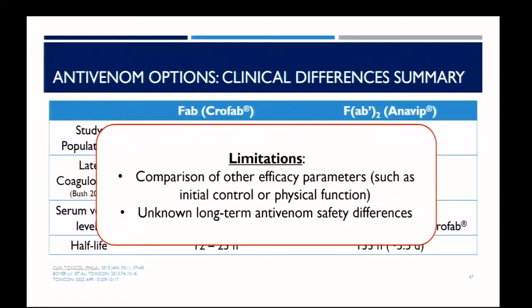And then some of the limitations of these studies are that there wasn't any comparison of other efficacy parameters, such as initial control or physical function. So things that patients care about, like limb mobility. And there are also unknown long-term anti-venom safety differences, since the patient populations are only followed for a short amount of time after.